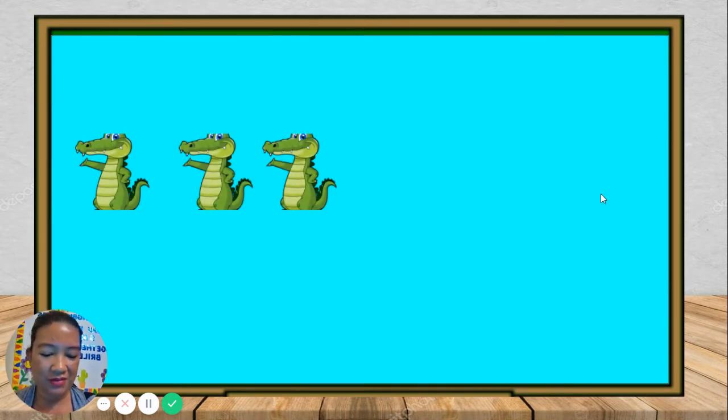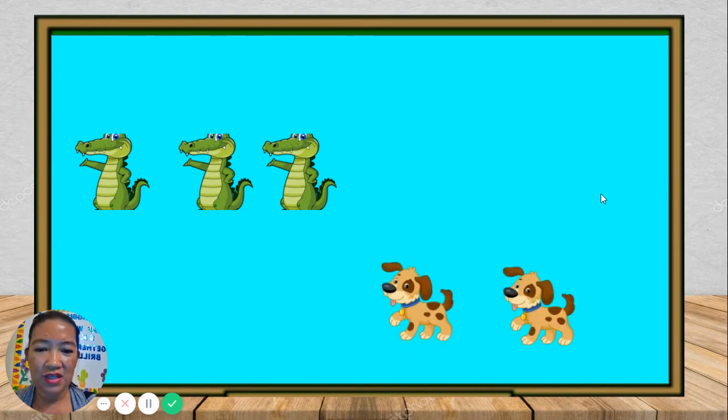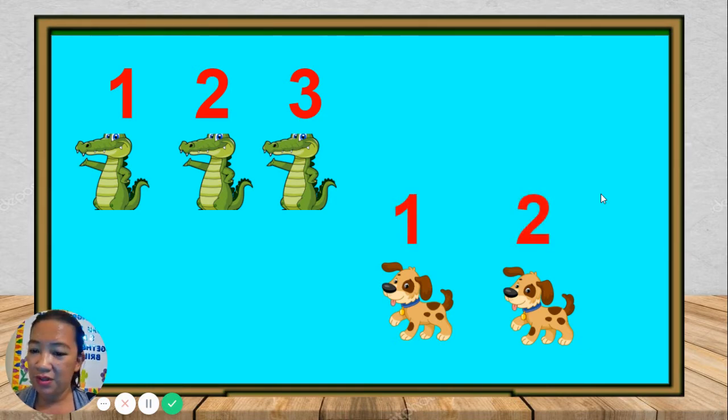I have here the alligators and the dogs. Let's try to count how many alligators do we have. Ready? 1, 2, and 3 alligators. How many alligators do we have? 3. Good job. Let's go to the dogs. 1, 2. There were only 2 dogs that you can see there.